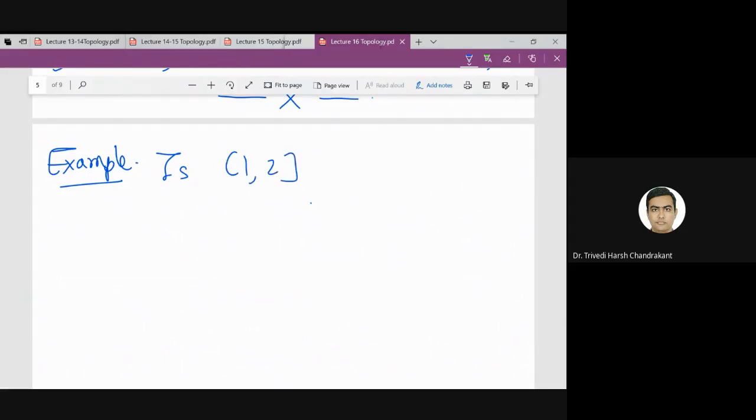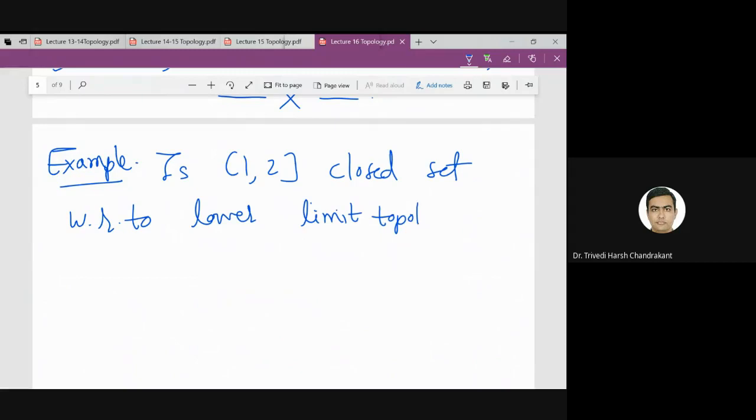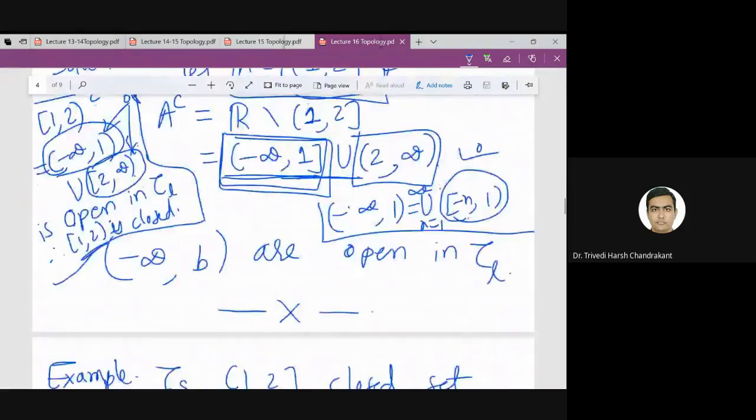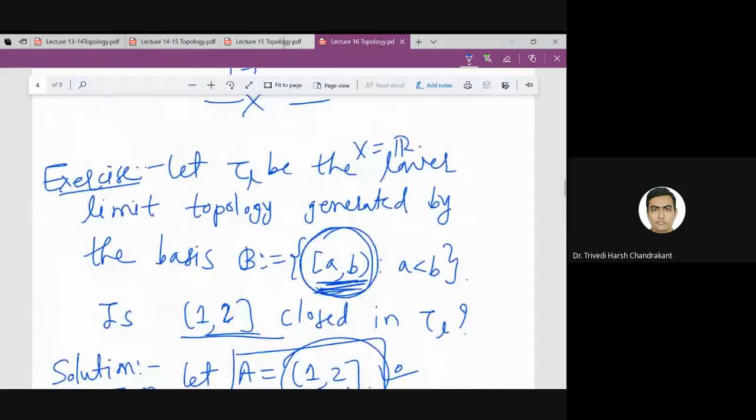So is the open interval 1 to 2 a closed set with respect to the lower limit topology? So that is what we discussed, right? Okay, so this we discussed.